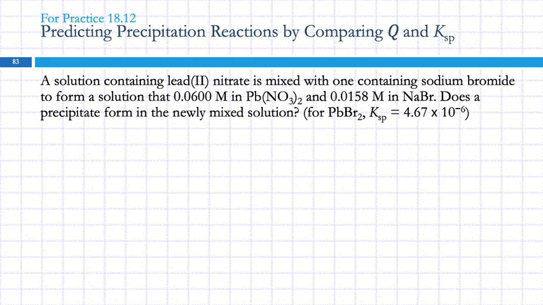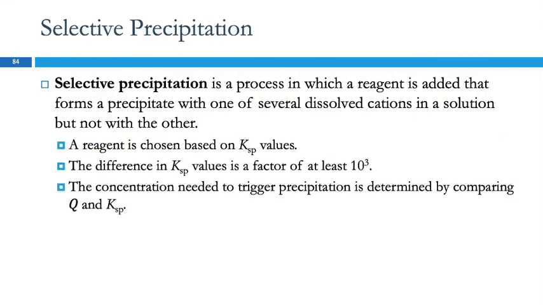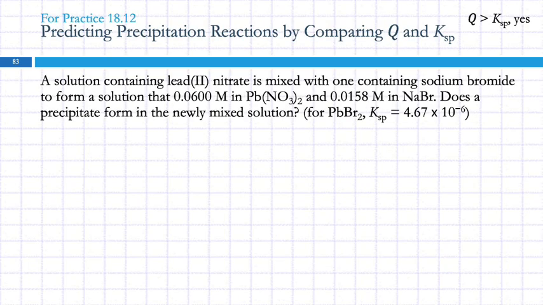A solution containing lead 2 nitrate is mixed with one containing sodium bromide to form a solution that is 0.0600 molar in lead nitrate and 0.0158 molar in sodium bromide. Does a precipitate form in the newly mixed solution? And then we're given a Ksp for the lead 2 bromide. So this is our big hint that that's what we're looking for.